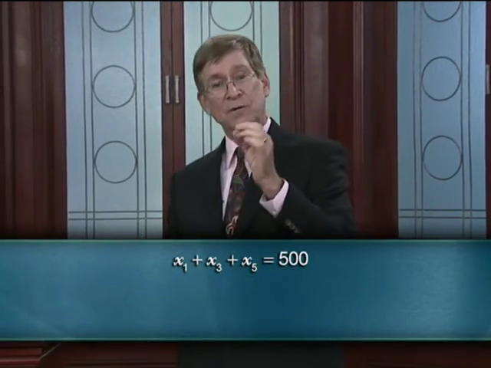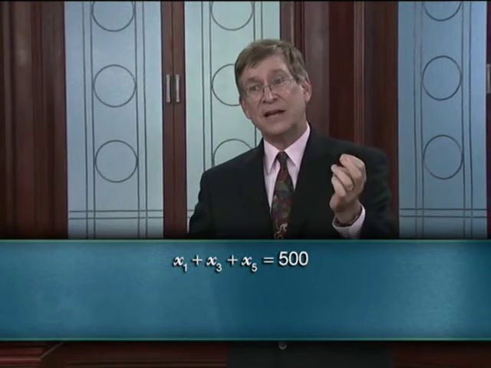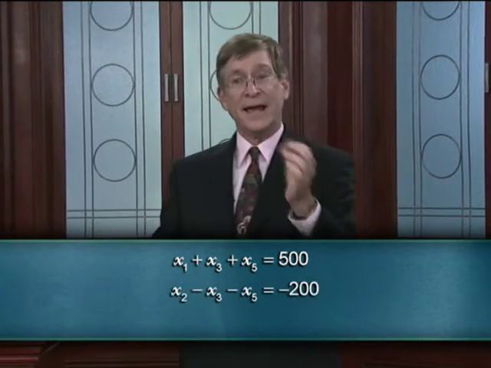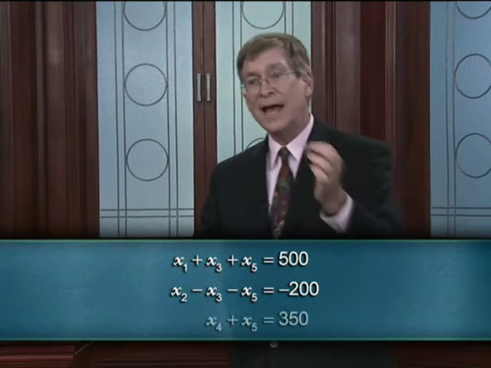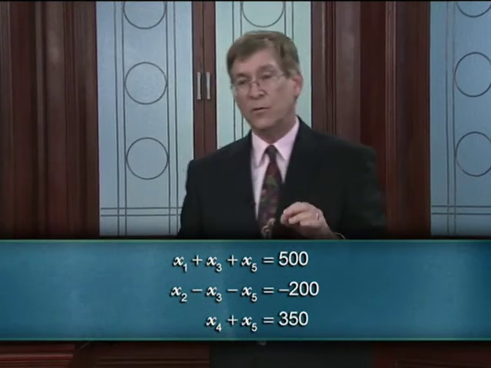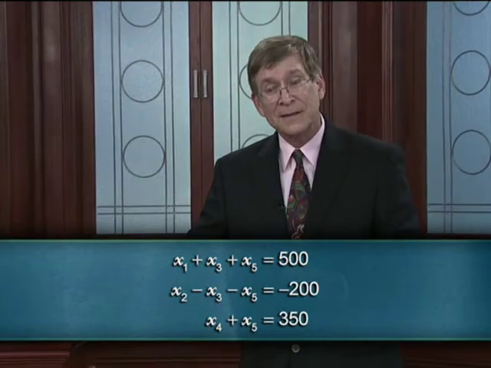So we now have the resulting matrix after doing Gaussian elimination. I admit I cheated. I used my calculator, but I got that result. Let's translate back to equations. Well, the first equation would be x1 plus x3 plus x5 equals 500, x2 minus x3 minus x5 equals minus 200, and x4 plus x5 equals 350.